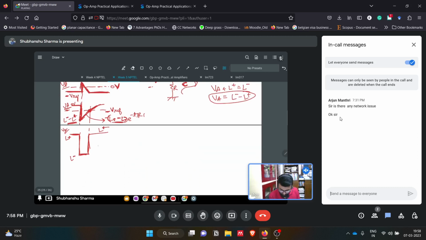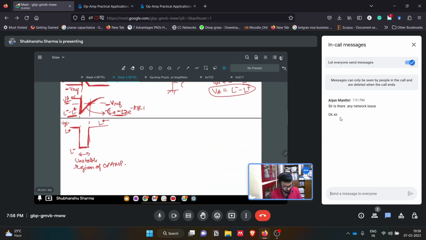This is basically the unstable region of the op amp, where we applied the trigger. That is what it looks like.